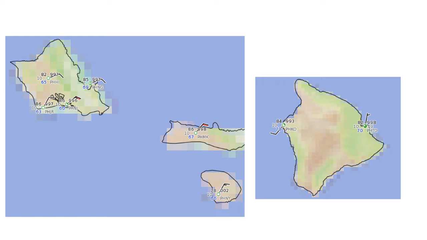Now on the Big Island, which is the picture on the right, the only area that is broken is Hilo, on the right of the Big Island, just because there are clouds. That's about it for this graphical application.